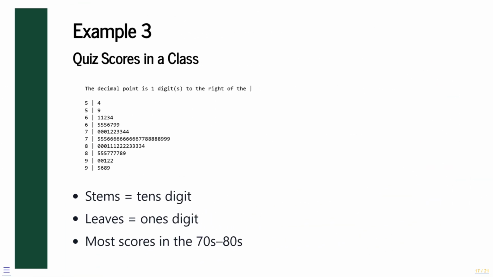Suppose an instructor records the quiz scores out of 100 for 80 students in an algebra course. Here, the stems represent the tens digit of the score, 5, 6, 7, 8, 9, and the leaves represent the ones digit. The stem and leaf plot shows that most scores fall in the 70s and 80s, with a few higher scores in the 90s and possibly some lower scores in the 50s.